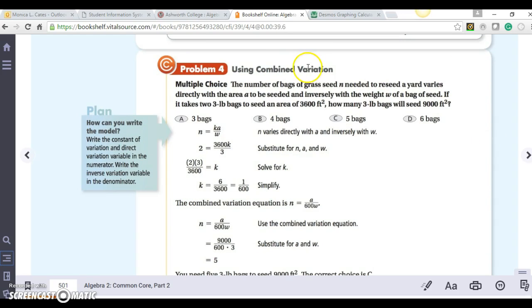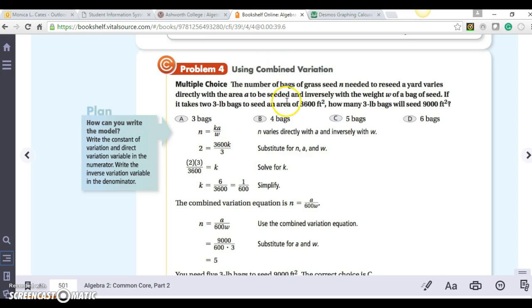So we have a multiple choice problem. The number of bags of grass seed N needed to reseed a yard varies directly with the area A to be seeded and inversely with the weight W of a bag of the seed. If it takes 2 3-pound bags of seeds to seed an area of 3,600 feet squared, how many 3-pound bags will seed 9,000 feet squared? So here are our answer choices.